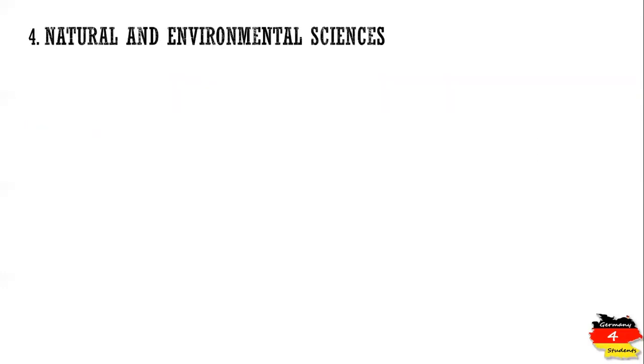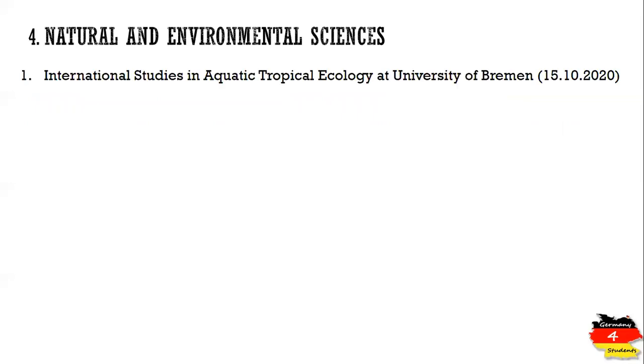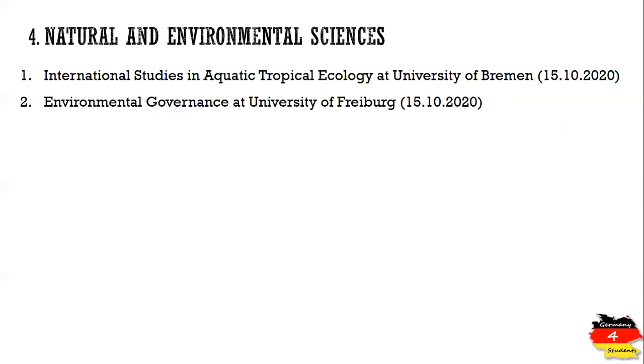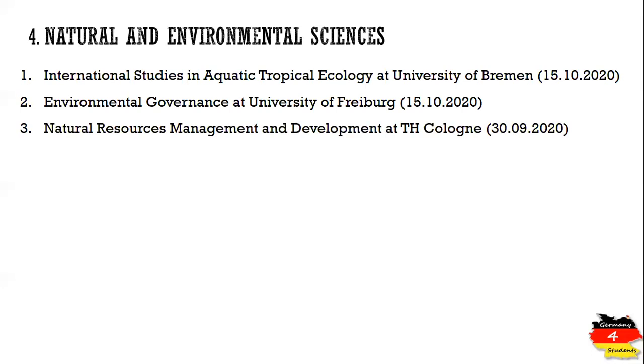We move to the next field, which is natural and environmental sciences, and see what are the programs available. The first program is International Studies in Aquatic Tropical Ecology at University of Bremen, 15th of October is the deadline for this. Environmental governance at University of Freiburg, again 15th of October is the deadline.